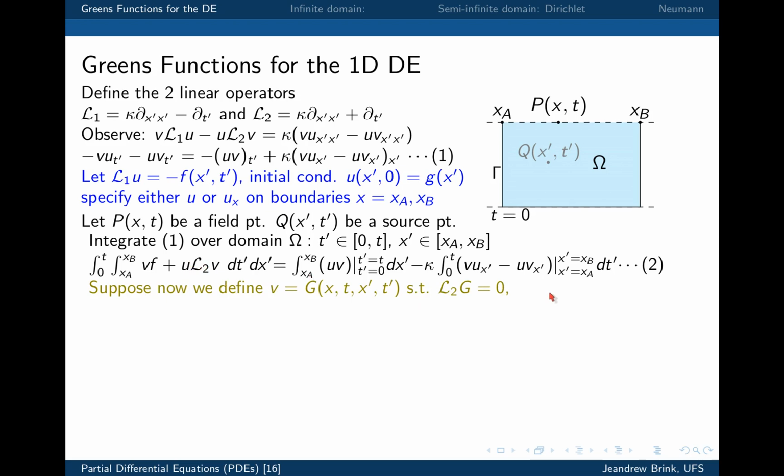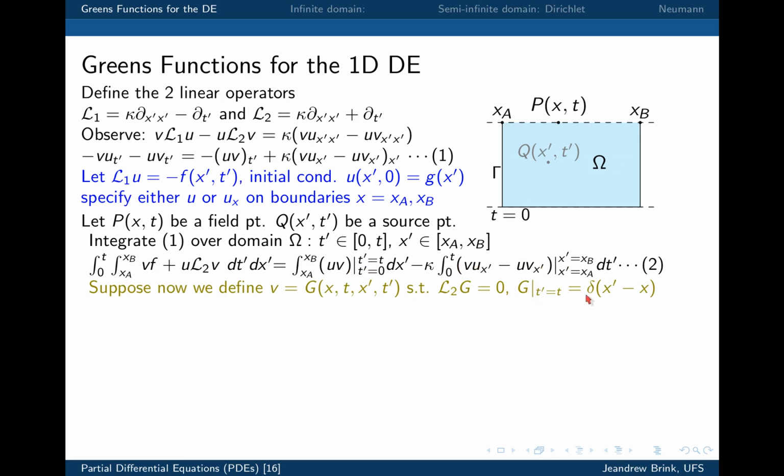And the second condition we're going to put on there is if t prime is equal to t, in other words, if we're up here, then we're going to say G is a delta function in x prime minus x. And what that gives us, let's just go back.